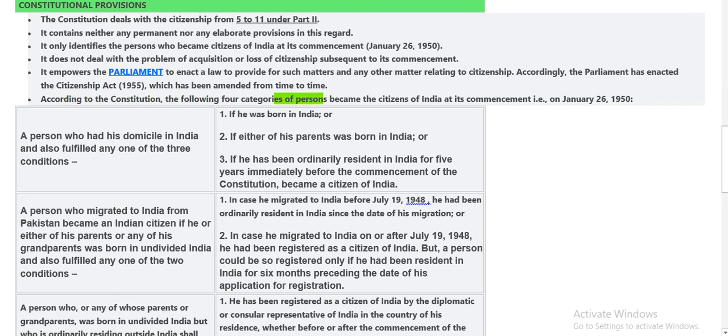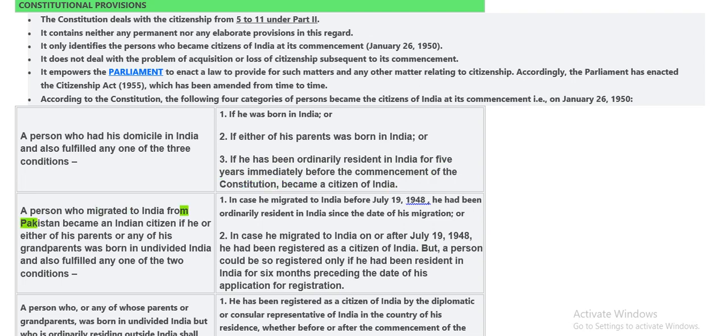According to the Constitution, the following 4 categories of persons became the citizens of India at its commencement, that is, on January 26, 1950. A person who had his domicile in India and also fulfilled any one of the 3 conditions: 1. If he was born in India, or 2. If either of his parents was born in India, or 3. If he has been ordinarily resident in India for 5 years immediately before the commencement of the Constitution, became a citizen of India.